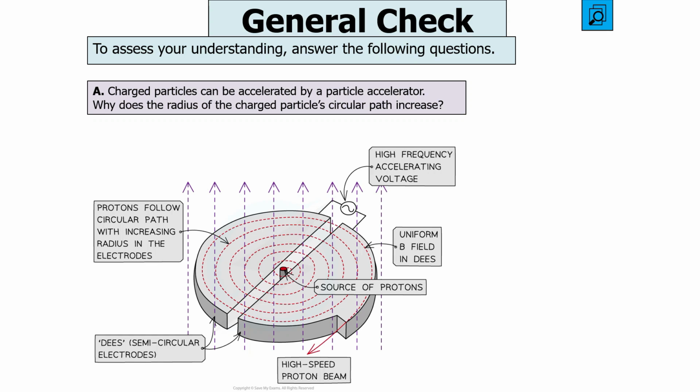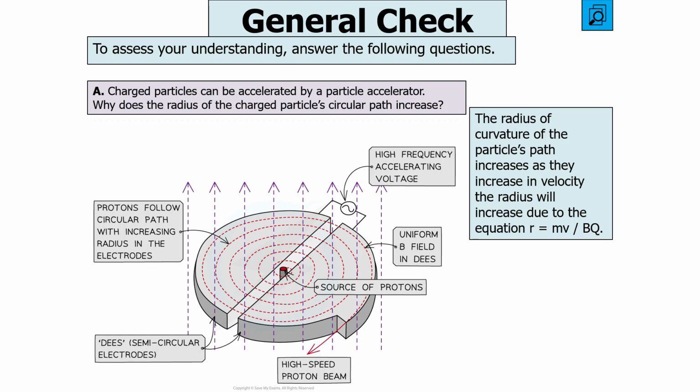Charged particles can be accelerated by a particle accelerator. Why does the radius of the charged particle's circular path increase? The radius of curvature of the particle's path increases as the increase in the velocity will cause the radius to increase due to the equation r is equal to mv over Bq.